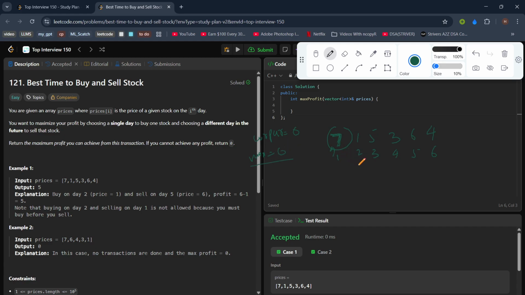Now we move on to next index 2, and we see further that what is the maximum element next. So 6, so 6 minus 1 will be 5. Our current profit will become 5 and maximum will also become 5. We move on to next day 5.